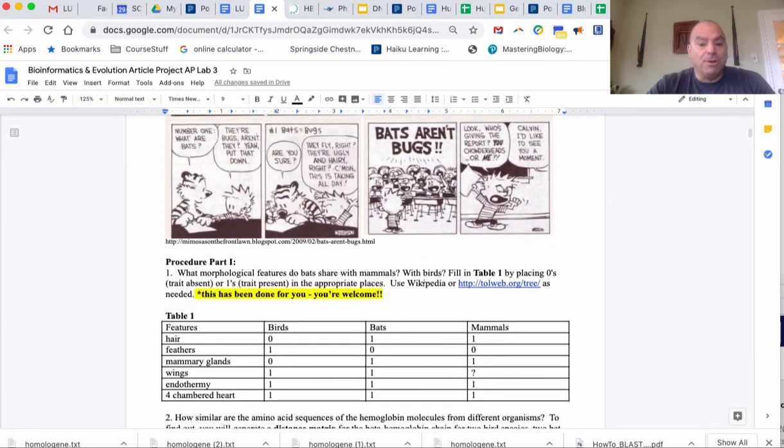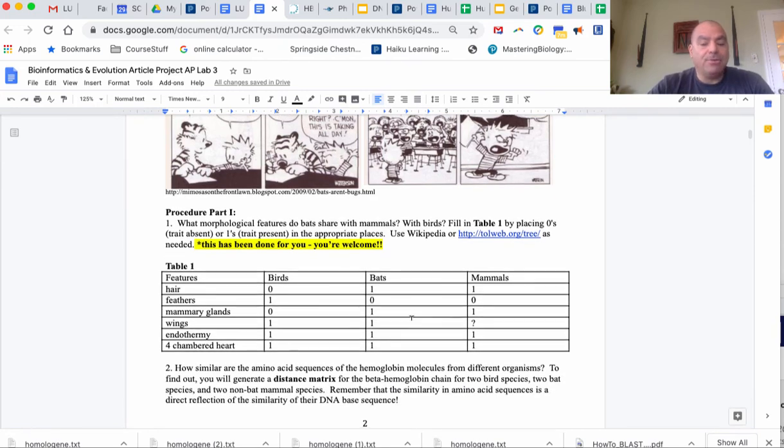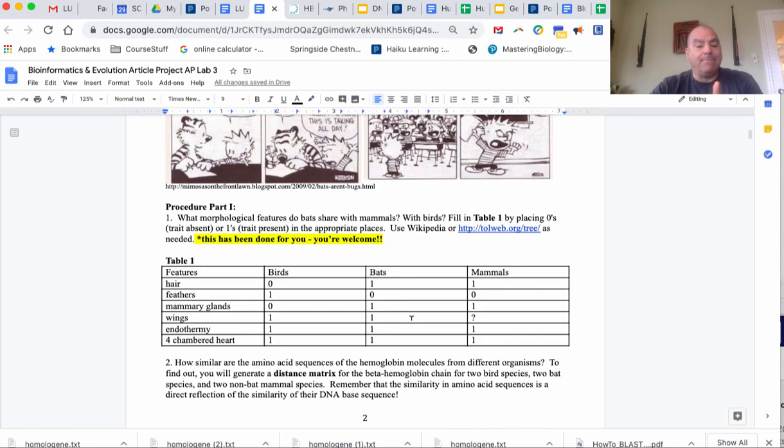So here's what you're going to do. In studying evolutionary relationships, you can look at structures, but now scientists really look at DNA. You could also look at proteins, right? Because the DNA makes the protein. So this first table has you compare birds, bats, and mammals and look at different traits. And I did that table for you to save you some time.